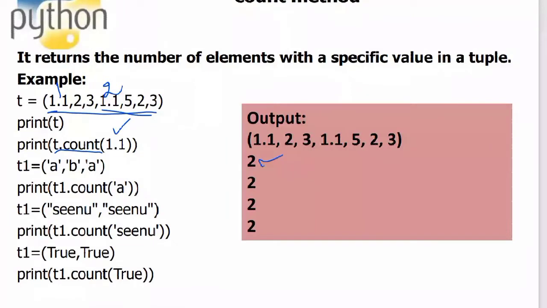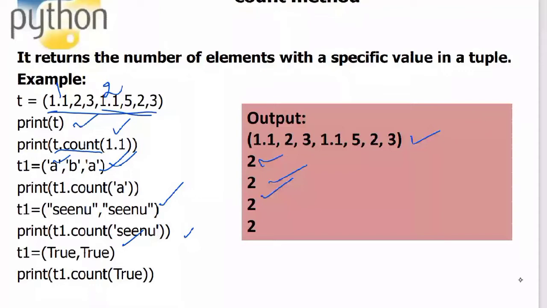Okay, and we have taken another tuple called T1, right? And it has B, A. So if you look for the count of A, it gives 2 because there are 2 A's, here and here. And I have given a tuple with 2 times my name. So I asked for the count of Seenu, so it is also 2. And you have given the value True, okay? You can ask for True and you will get a 2. So this is how you can do this.